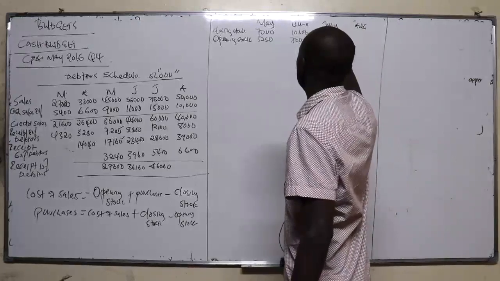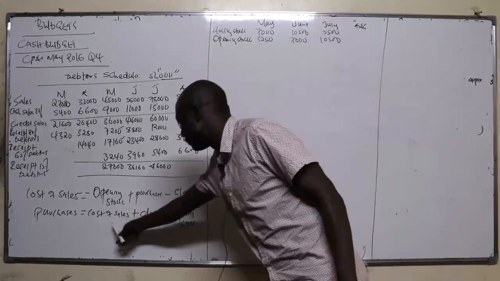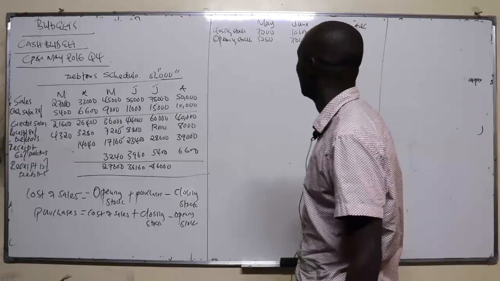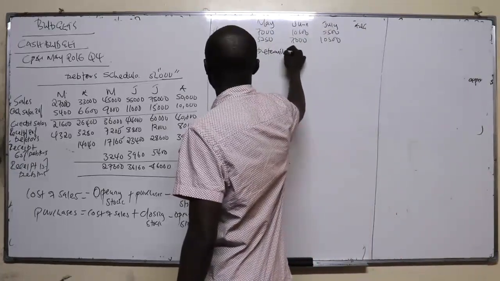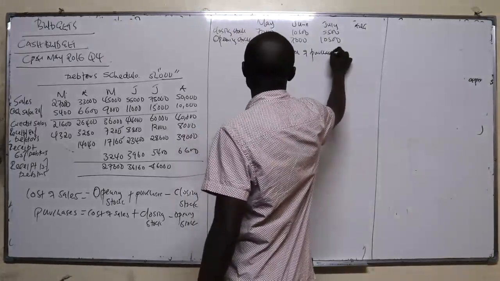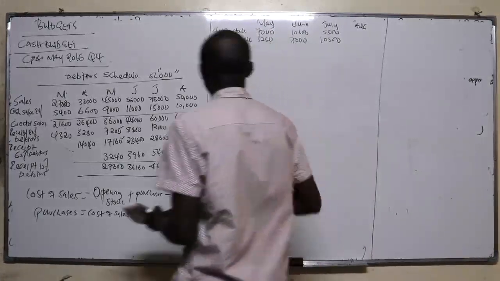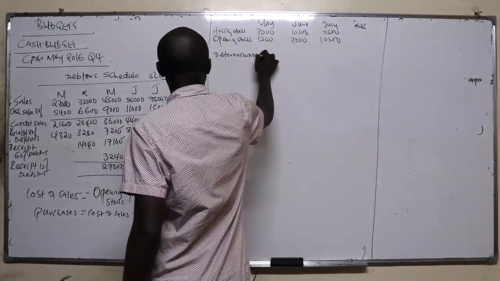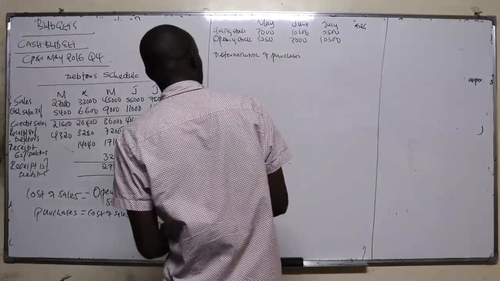Here it will be. So we have the cost of sales, we have the closing stock, and then we have the opening stock. We can determine the purchases, isn't it? So now determination of purchases here. You can write here determination of purchases.